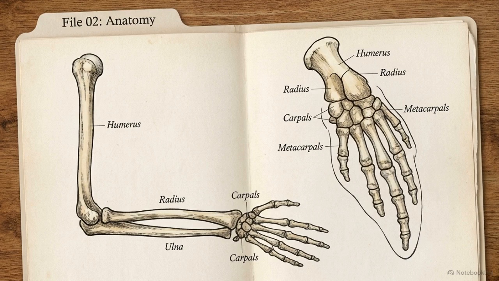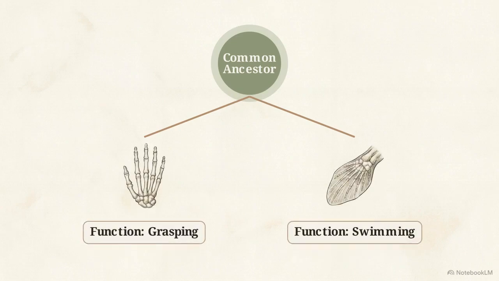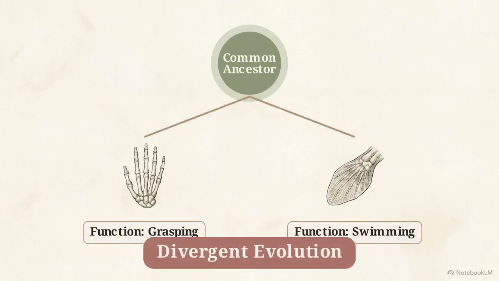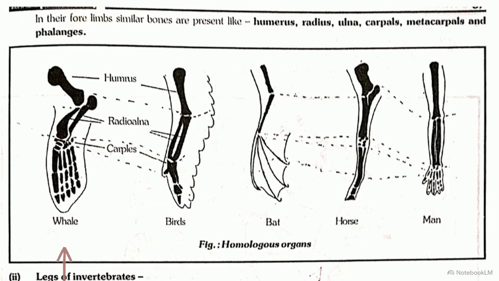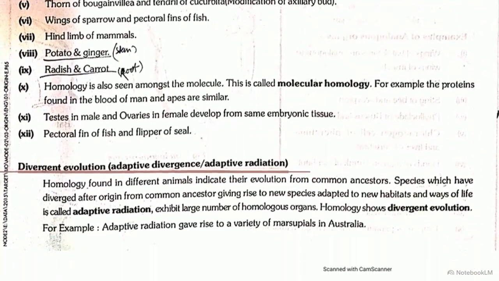Here we look for homologous organs. These structures share a common evolutionary origin, even if they serve completely different functions today. This bone pattern in mammalian forelimbs proves the concept. Whether it's a whale's flipper or a human's hand, they all contain a humerus, radius, and ulna. This indicates they branched out from a single common ancestor to adapt to different environments, a process called divergent evolution.